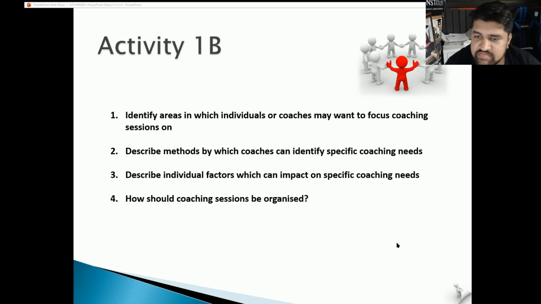Alright, number 3, describe individual factors which can impact on specific coaching needs. So this could be various things. Could be age, mental stability, physical stability and disabilities. It could be certain time frames that might require workers to be available for and they cannot, which could impact your training sessions. It could be that certain equipment is not available.